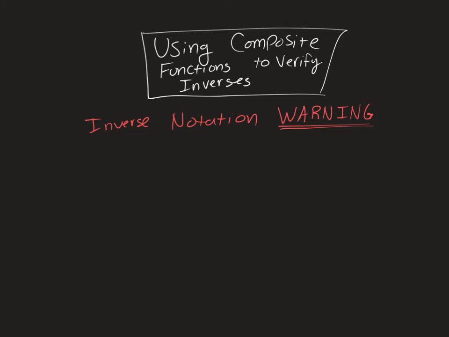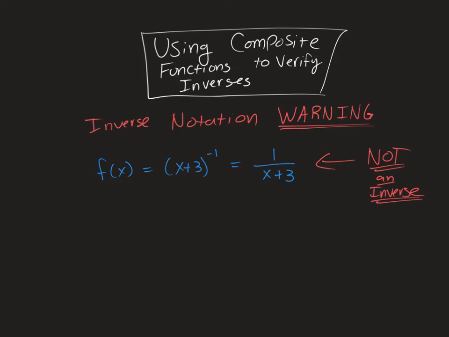Something that I think is particularly confusing, and rightfully so, is that if I were to write f of x equals (x plus 3) to the power of -1, what does that mean? That means that all of this stuff is raised to the power of -1, which means that this is 1 over x plus 3. Now, this is not an inverse. Just to be really, really clear, this is not an inverse. This is not what inverse means, yet the notation uses an exponent of -1.